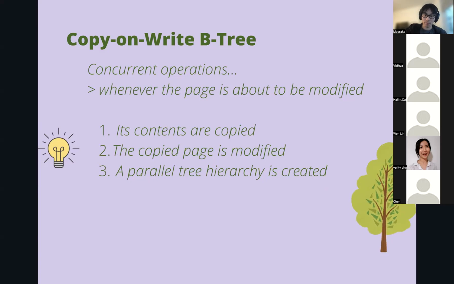So when there are concurrent operations, imagine a situation where a page is about to be modified. The copy-on-write B-tree follows the 3 steps that are listed here. The first thing is it will first copy the page's content, and the second step is to modify the copied page rather than the original page. The third step is that a parallel tree hierarchy will be created, and then the tree will switch from the previous one to the new one. Next slide.